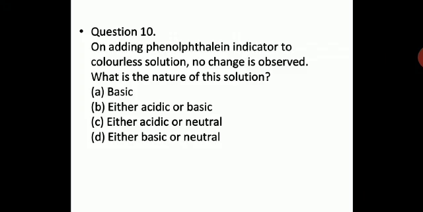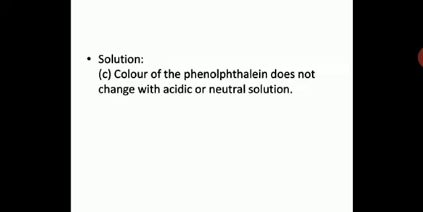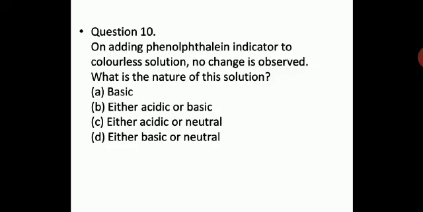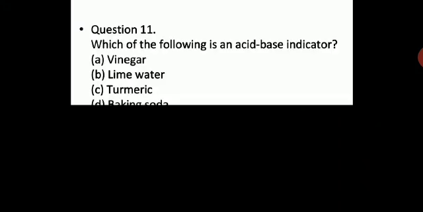So it is not showing any color change. So what type of solution is it? The color of the phenolphthalein does not change with acidic or neutral solution. Therefore option C is correct. That means here it is either an acidic or a neutral substance. I hope this is very clear with you, children.